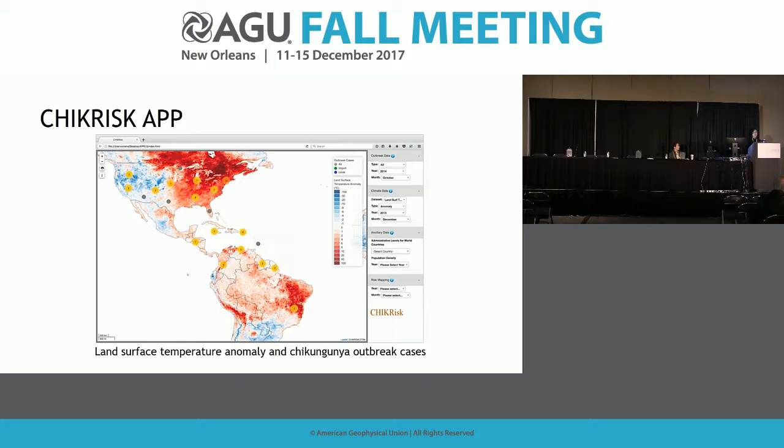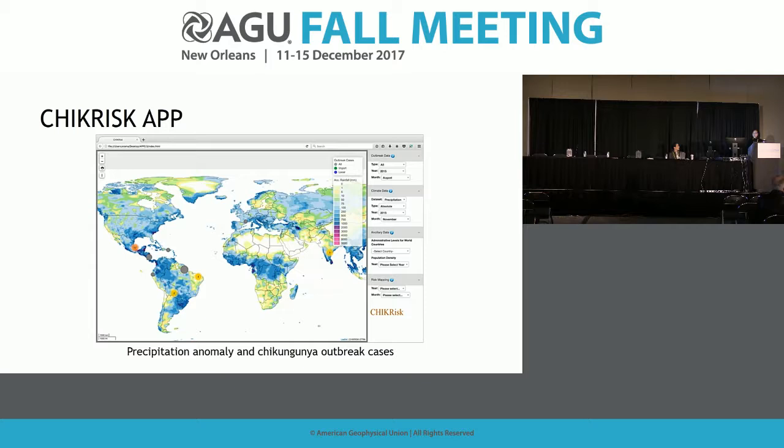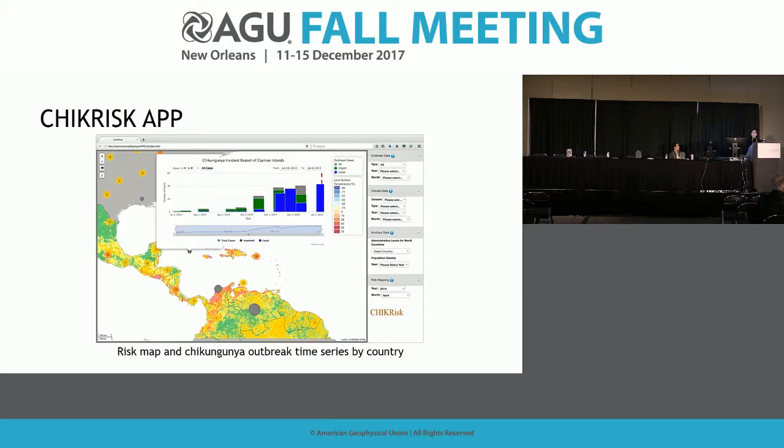And then on the top we also have the option for looking into the outbreak data for different years and months. And then we also distinguish between local and imported cases. And this is for precipitation anomaly. And lastly, this is the risk map. If you click on any of the points, you will get a time series of chikungunya outbreak for the specific country that you clicked in. And of course, you can overlay this with some administrative boundary, and I think currently we have up to district level.